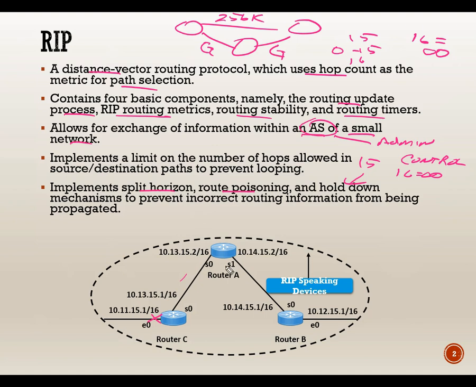RIP implements split horizon, which says if I get an update in on an interface, I can't send it out on that interface. This can cause an issue with split horizon. If we were using sub interfaces here in a frame relay and they were all connected here, then these routes could never get here, because as they came in on this interface, they couldn't go out on this interface. But this is to prevent sending bad information.